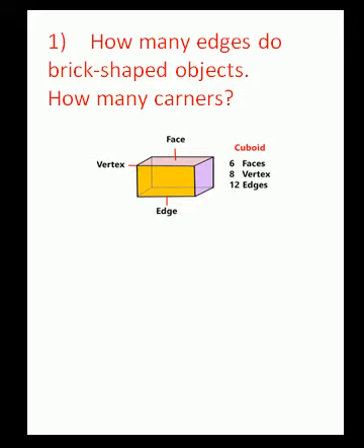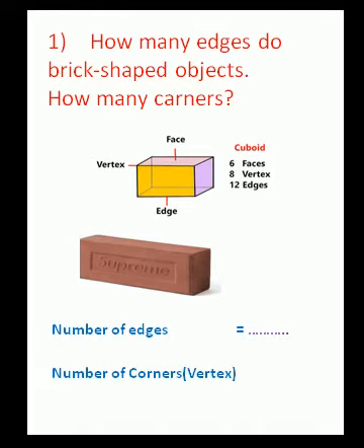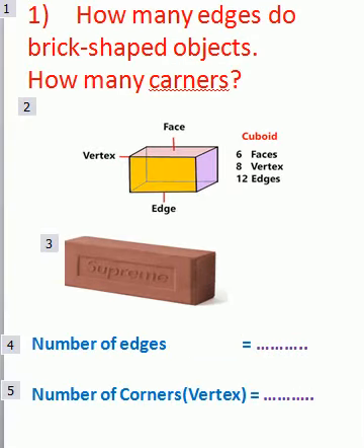How many edges does a brick shaped object have? How many corners? Here a brick shaped object is given, that is cuboid. How many edges are given? 12, and vertices are 8, that is corners. Faces are 6. See, this is a face. 1 2 3 4 5 6. Back side is also a face.